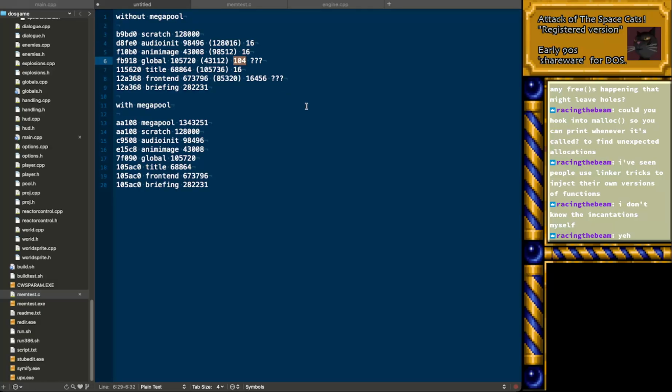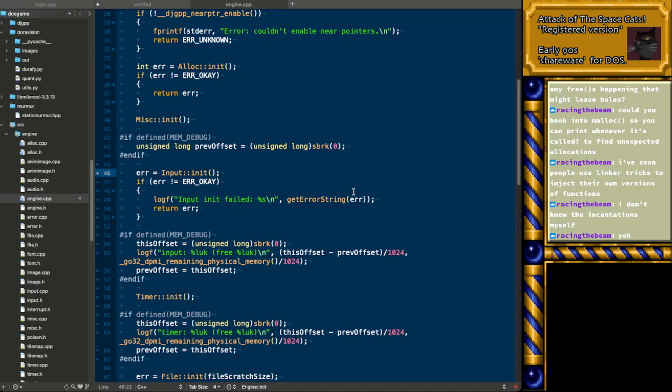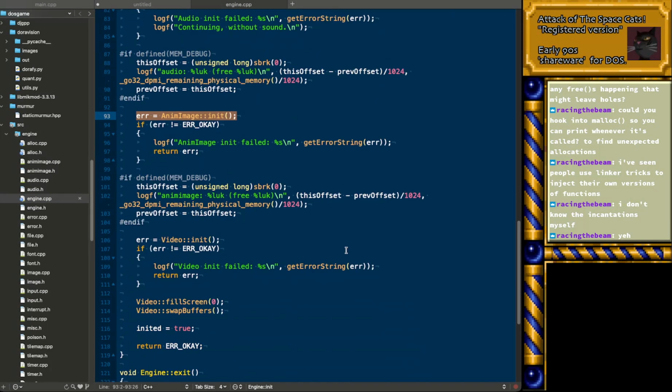But yeah, 104 isn't, and neither is 104 minus 16. So that is a bit peculiar. And that is after anim image, which is at the end of the engine allocation, which is up here. Anim image, there we go.